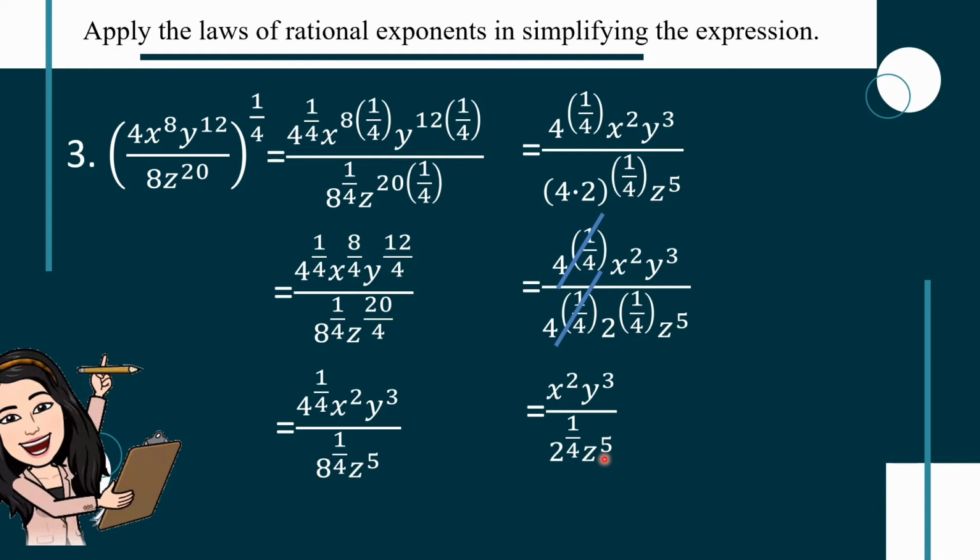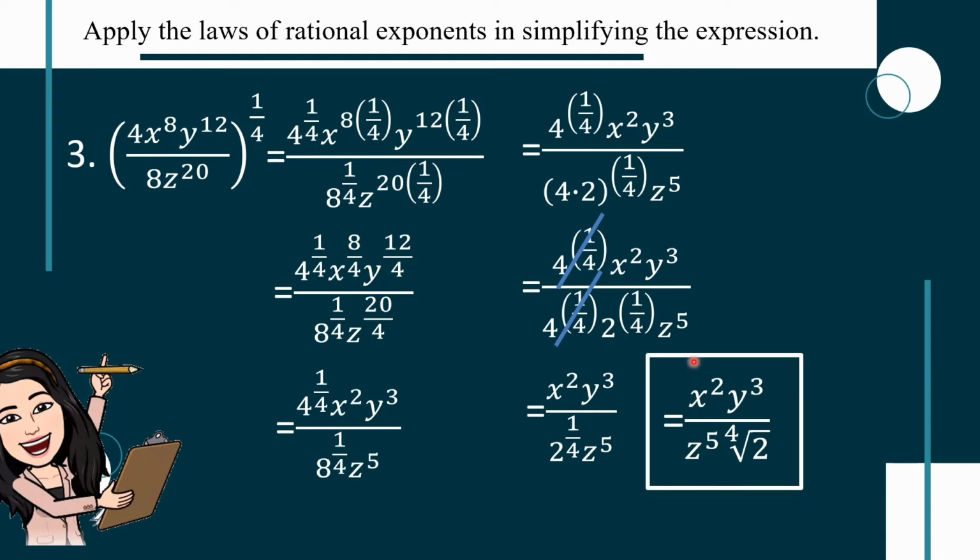So here, we just need to write it or express it into radical sign kasi meron siyang exponent na 1/4. So therefore, this will be equal to x squared y cubed divided by z to the 5th. Ito, kinopya lamang. And then si 2 raised to 1/4 becomes 4th root of 2. Nakuha? So this is the equivalent form or the simplest form of this expression. I-apply lang natin lahat ng natutunan natin. Okay?